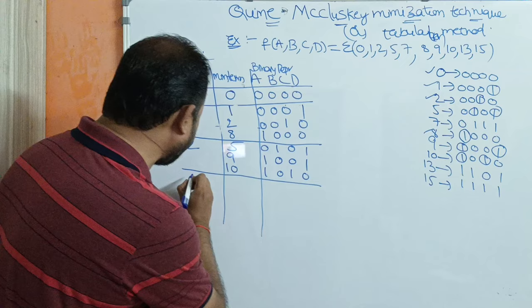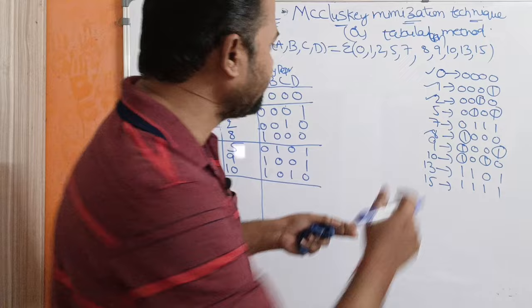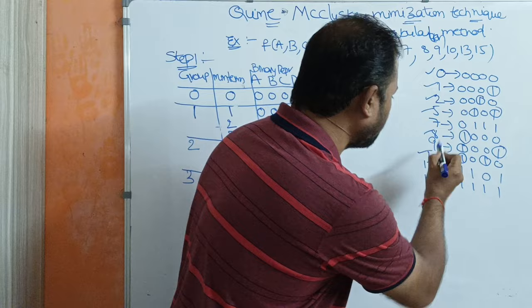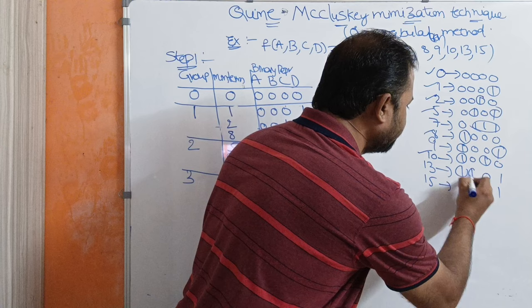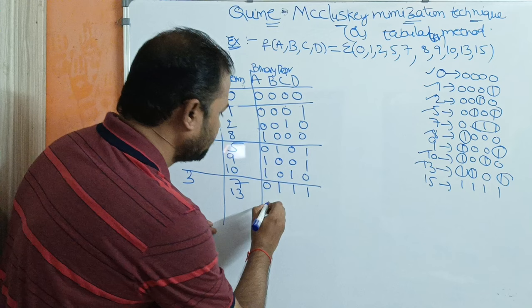So what is group 3? Binary numbers with 3 ones. Here 5 and 10 are already covered. If we observe 7, in 7 we have 3 ones, so 7 means 0111. Next, in 13 also we have 3 ones, so 1101. And next, group 4.